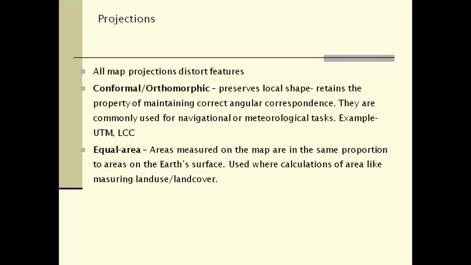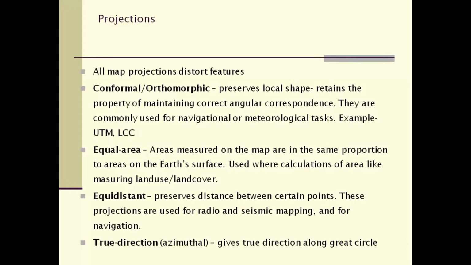Now if you want to calculate length, there is another projection system, the equidistant projection system, which preserves the distance between two certain points. This type of projection is generally used in radio and seismic mapping and for navigation also. And the last one gives the true directions along the great circle. So these are the projections: equal area, equidistant, true direction, and conformal. These are the four types of projection system.